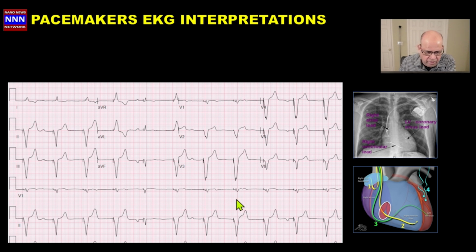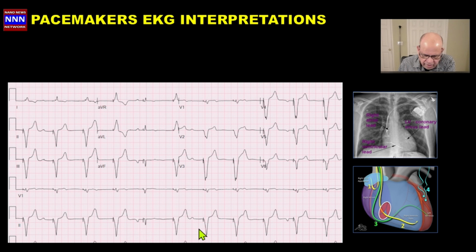In addition to that, we also see some P waves here, and the question is, is this atrial sensing and ventricular pacing? If that is the case, we need to see a constant PR interval. Here it looks okay, here it looks okay, but here's a P wave which is not looking the same as the other one. So there is an underlying atrial rhythm.